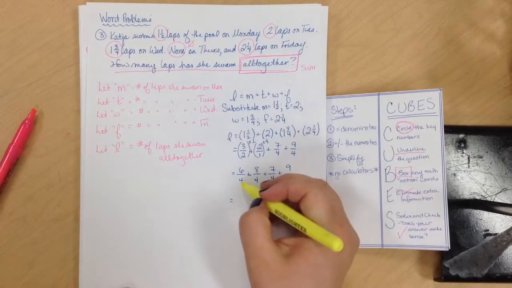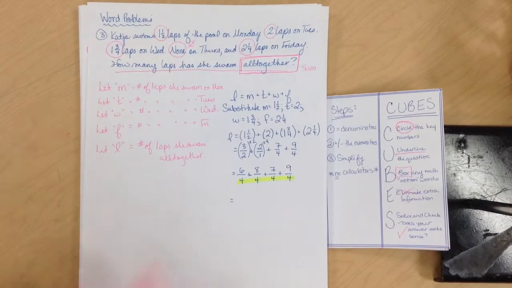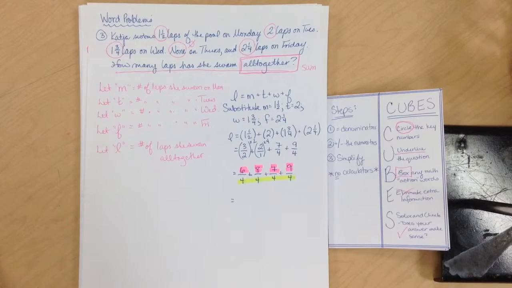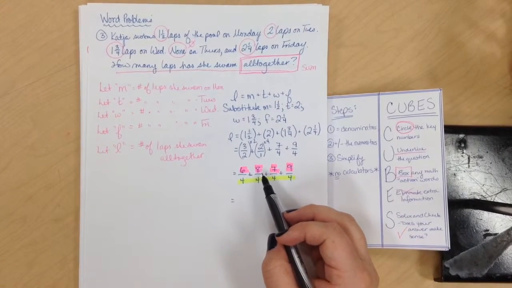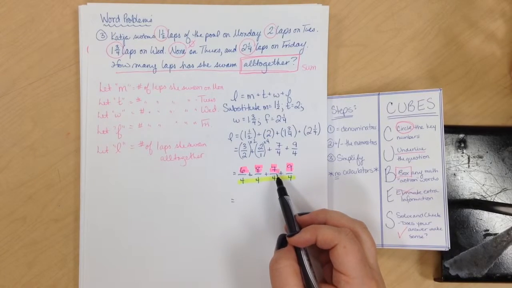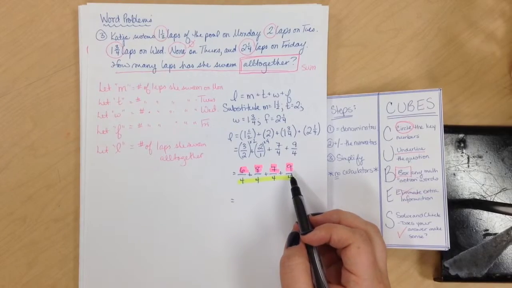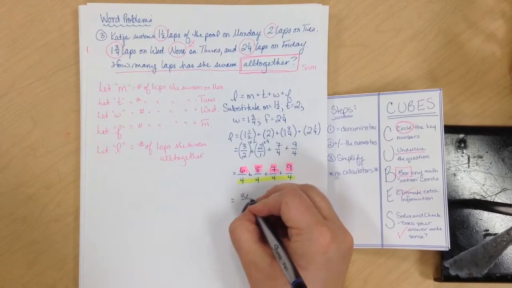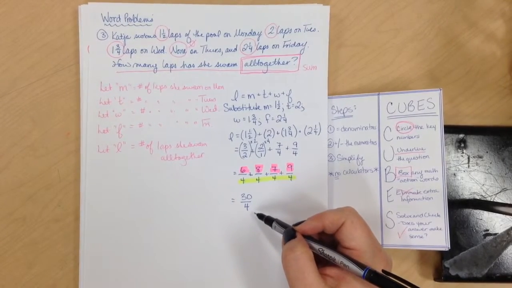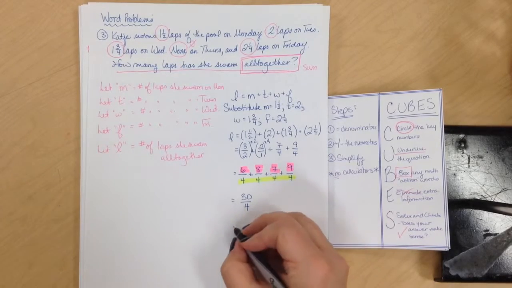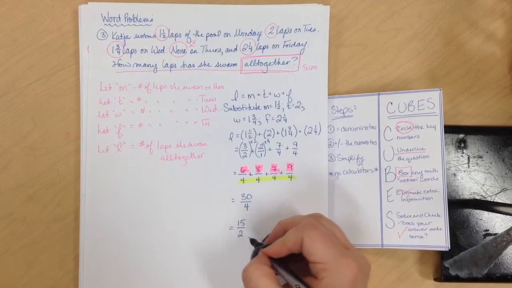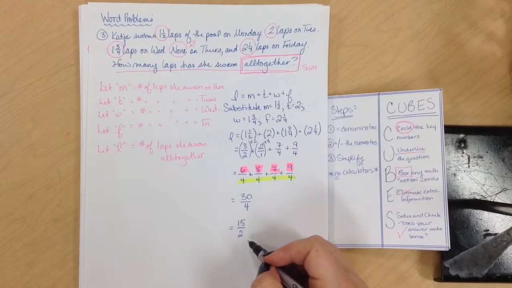Now my denominators are all the same, so now I can add. So I have 6 plus 8 plus 7 plus 9. 6 plus 8 gives me 14. 14 plus 7 gives me 21. 21 plus 9 gives me 30. So I'm left with 30/4. These are both even numbers, so I know that they can be simplified and reduced by dividing by 2. 30 divided by 2 is 15. 4 divided by 2 is 2. Now they can no longer be reduced.